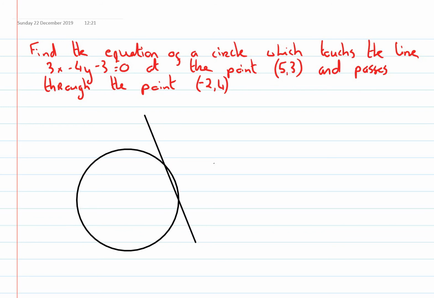Let's say there's our line. The equation of that line is 3x minus 4y minus 3 equals 0. It touches the circle at the point (5, 3), and the circle also passes through the point (minus 2, 4). Right, I want to find the equation of that circle. The two things I need are the centre of the circle and the radius. First thing I'm going to try and get is the centre of the circle.